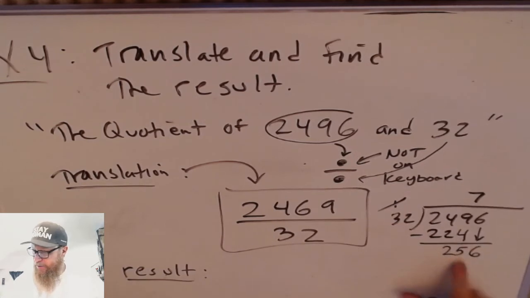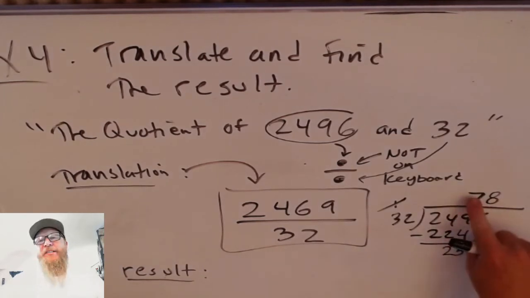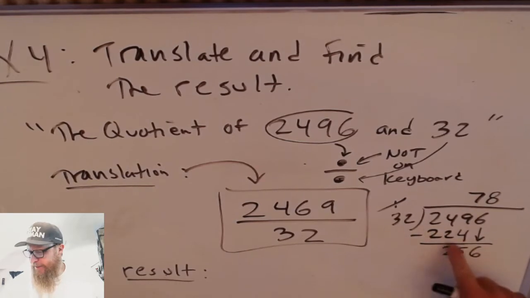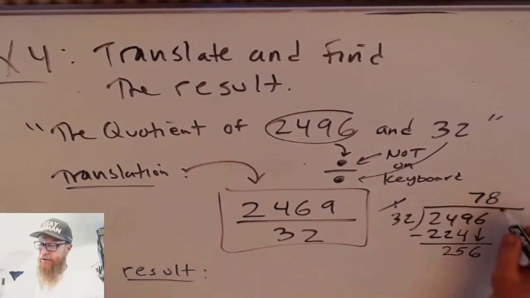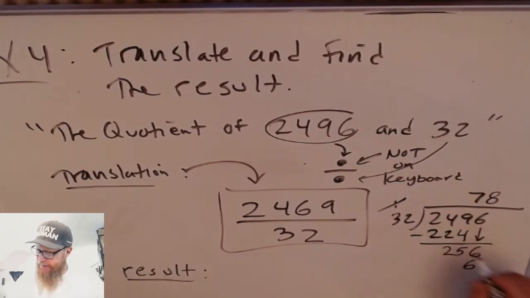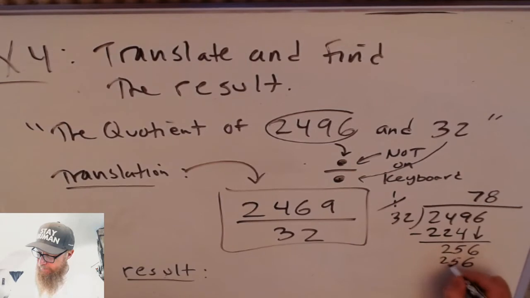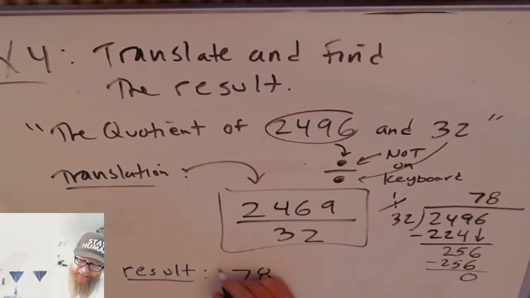32 goes into 256 about 8 times. Remember, the last time it was 7, so the next time it's going to be 8 because 256 is more than 224. In fact, it's exactly 32 more. 8 times 2 is 16. Carry the 1. 8 times 3 is 24, plus 1 is 25. Remainder is 0. So 78 is the result.